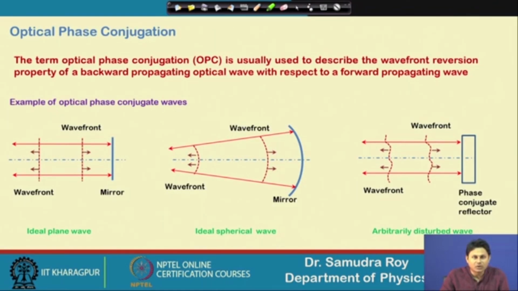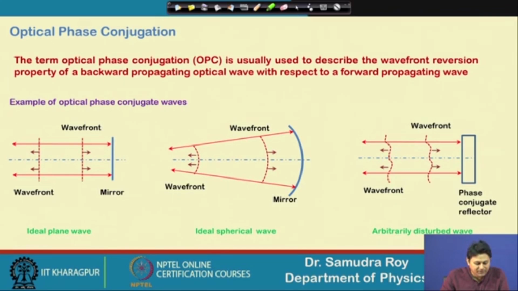Before going to that topic, let us try to understand what phase conjugation basically is. The term optical phase conjugation, as written here in this slide, is usually used to describe the wavefront reversion property of a backward propagating optical wave with respect to the forward propagating wave. So, a wave is propagating in the forward direction, and if the same wave is propagating in the backward direction, then this is nothing but the conjugate wave of that, and phase conjugation is related to that property.